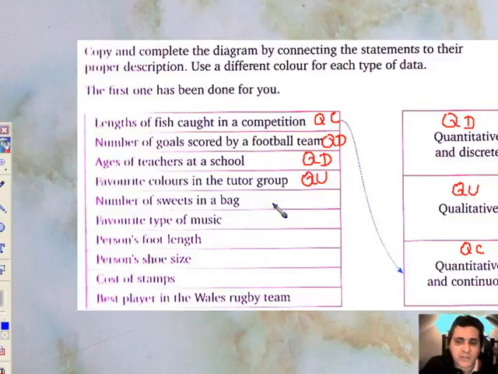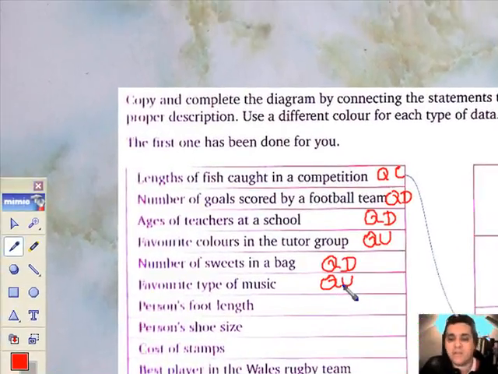Next one, number of sweets in a bag. Well, talk about numbers now, so it's quantity or quantitative, and you have whole numbers of sweets, so that's going to be discrete as well. Alright. Favourite type of music. That is so clearly 100% qualitative rather. How do you quantify favourite type of music?